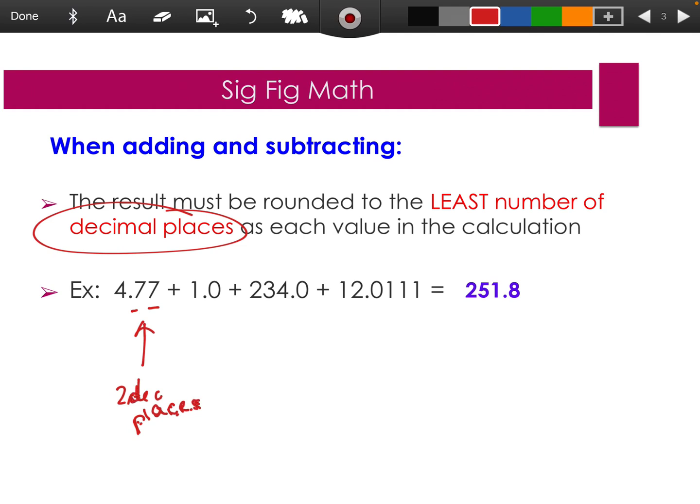It's hard to read, sorry. 1.0 would have 1 decimal place. 234.0 has 1 decimal place. 12.0111 has 4 decimal places. Out of all of these numbers, the least number of decimal places is 1. So we have to take our answer and round it off to just 1 decimal place, so we would round it to the tenths. That only applies when you're adding and subtracting values.